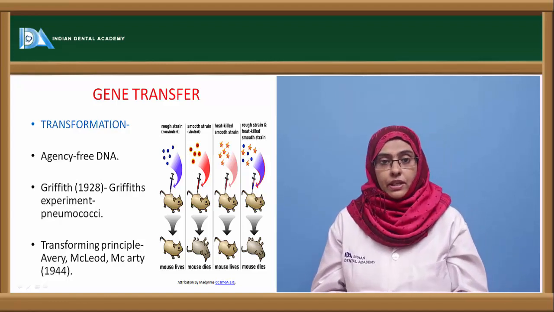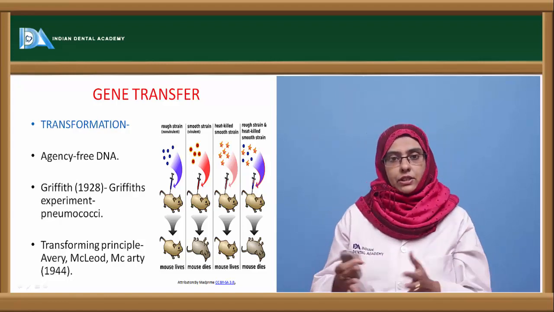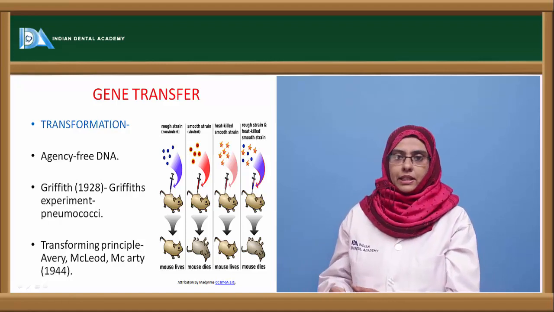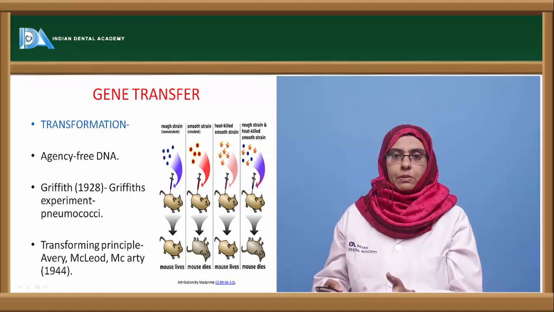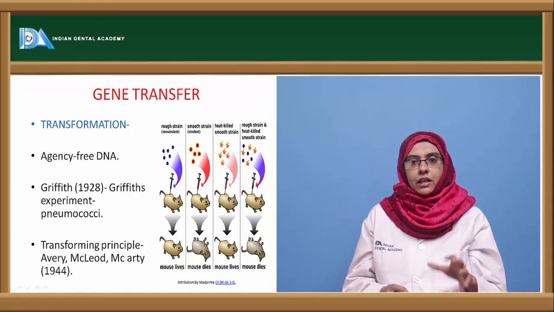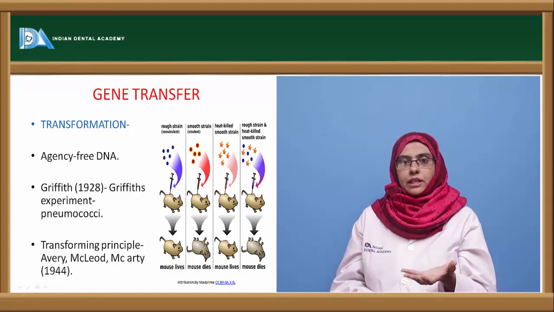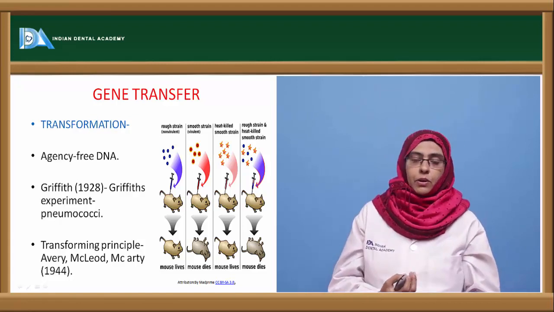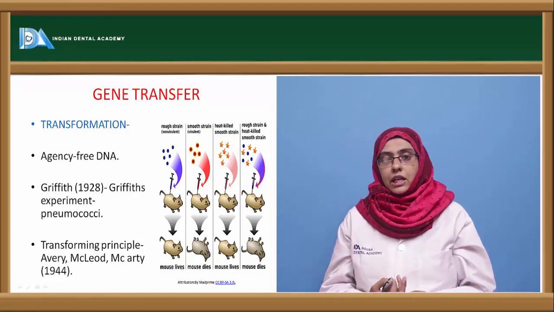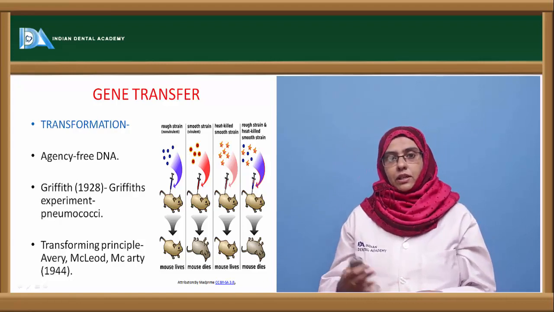So we can make use of free DNA molecule to transfer a gene of interest in a bacterial cell. Transfer of the genetic material can take place in the form of a free DNA, where the host organism can take up a free DNA from the surrounding environment. And this process of transformation was first given to us by a scientist called Griffith.